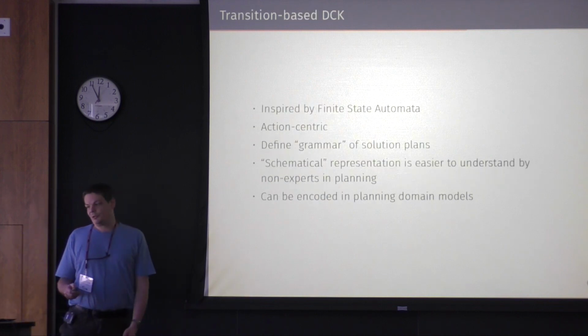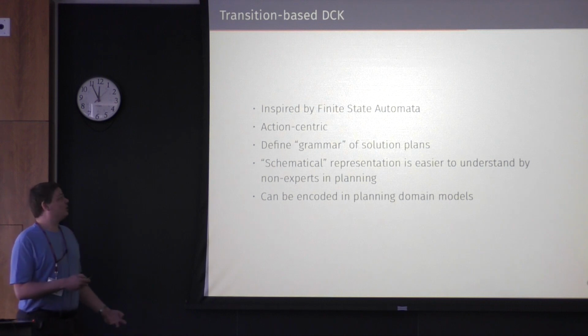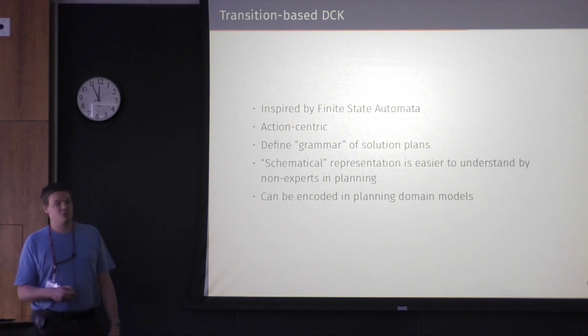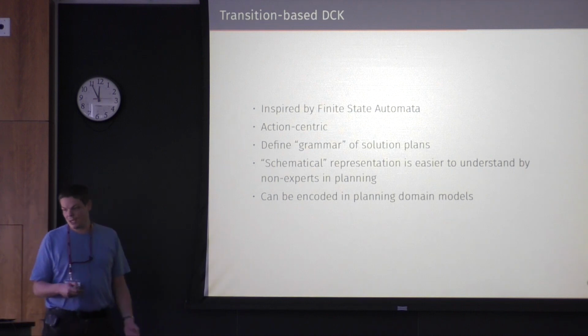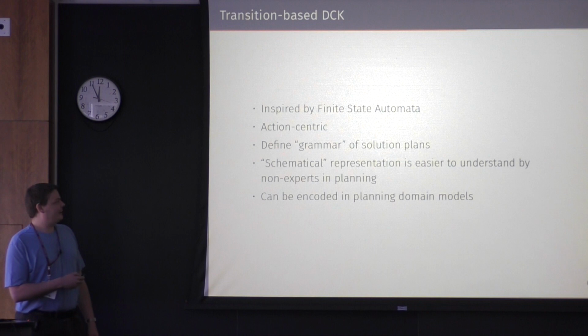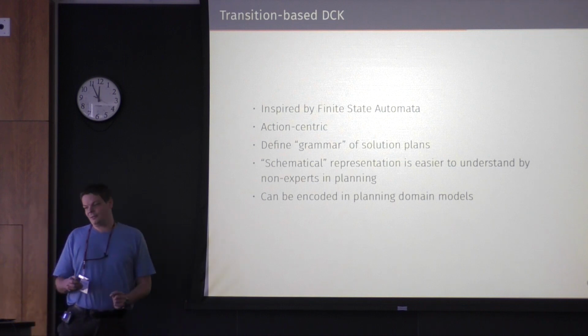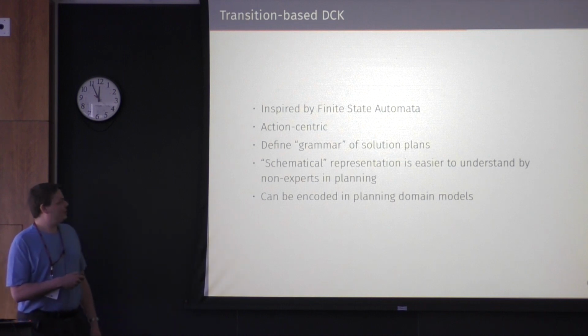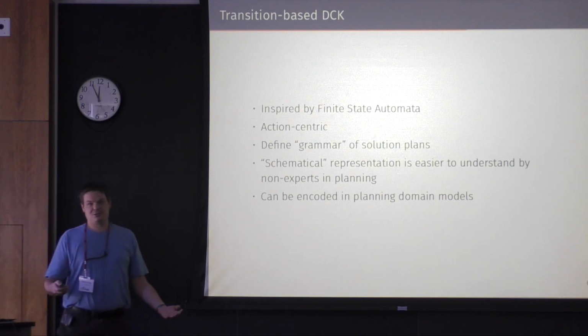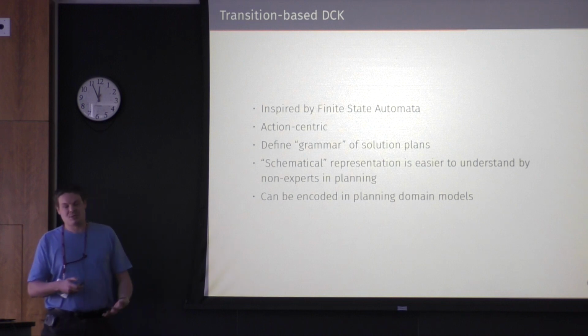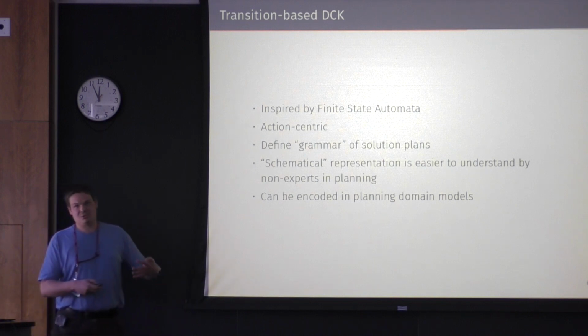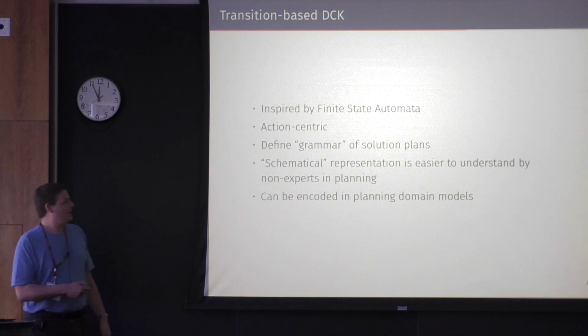So another type of domain control knowledge is what we call transition-based domain control knowledge, and this is inspired by finite state automata, and again is action-centric. The slight difference between procedural and this knowledge is that we define some sort of grammar, right? We define the grammar of solution plans. So again, we say how solution plans should look.